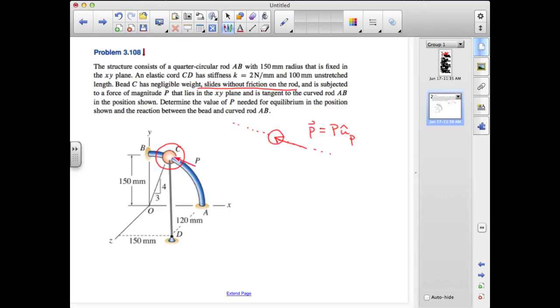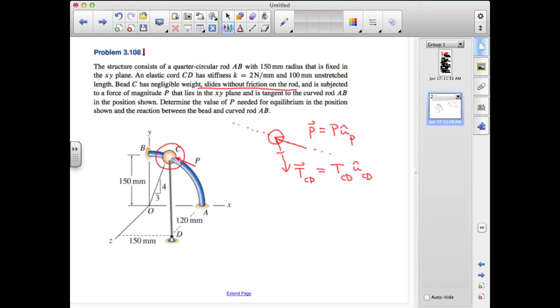We're also going to have a tension in this cord. So we're cutting through the cord here. It will have a tension in CD that I'll represent as a scalar magnitude on a unit vector that points from C to D, and that we'll be able to get from the geometry of the figure. Finally, we're going to have two reaction forces from the quarter circular rod. Again, it's important that the rod slides without friction, so we're not going to have any resistance to moving along the rod, but we will have two reaction components perpendicular to that tangent.